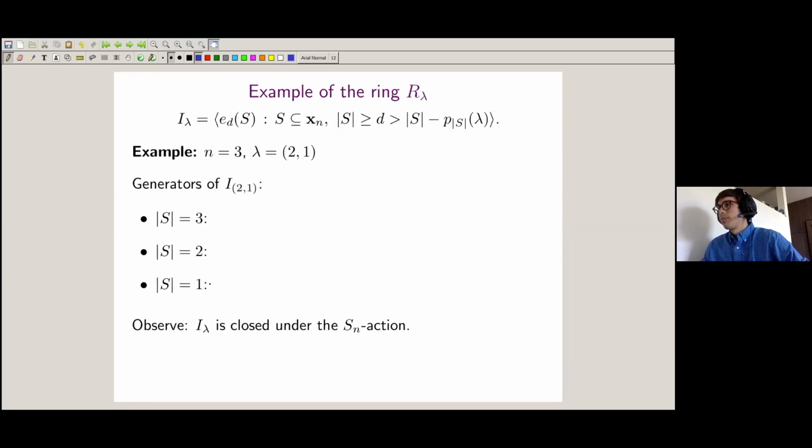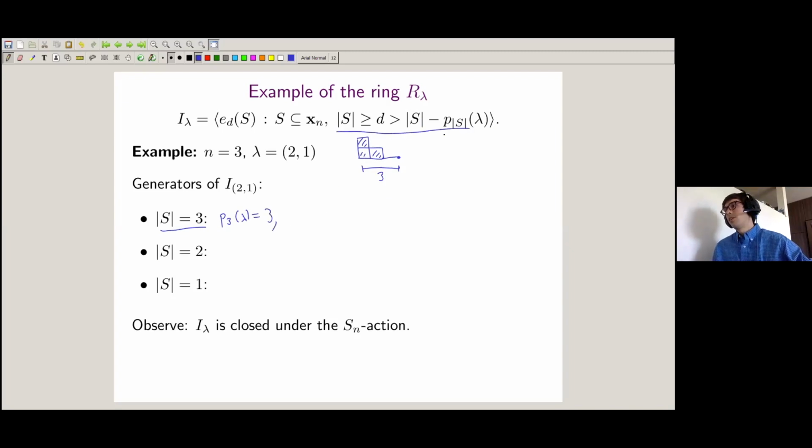Okay. So let's do an example of this ring R lambda and write down all the generators. So here's an example with n equals 3 and lambda is 2, 1. Then we visualize our partition like this. And we're going to tack on an extra column to have 3 columns. And when S is size 3, we're counting 3 columns from the right and counting up the number of boxes. That's 1, 2, 3. So P sub 3 is 3.